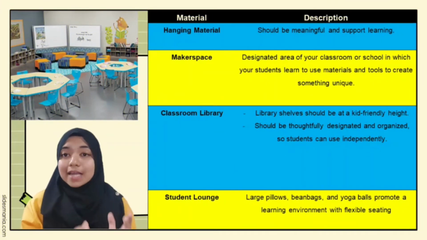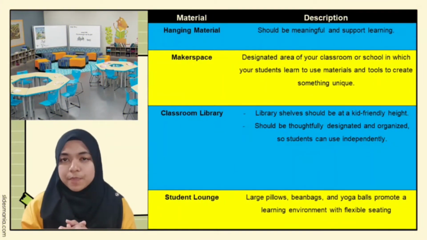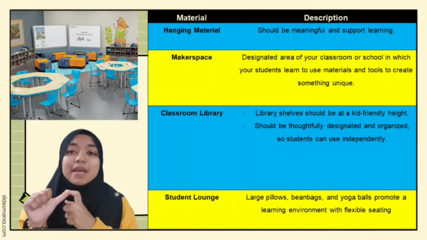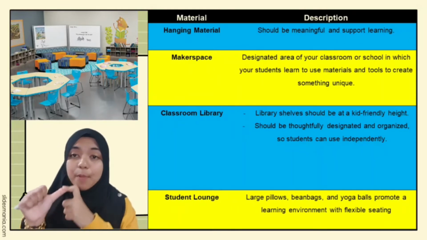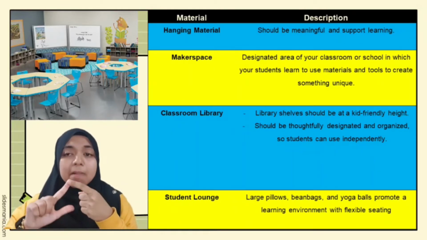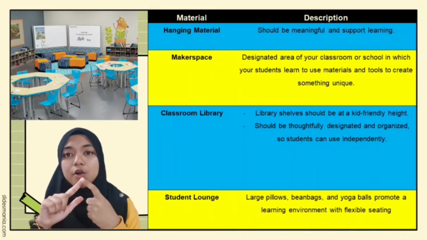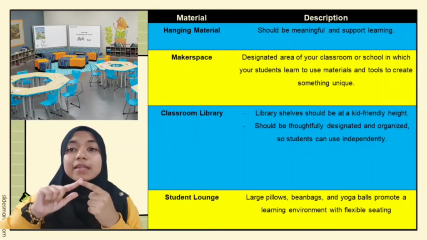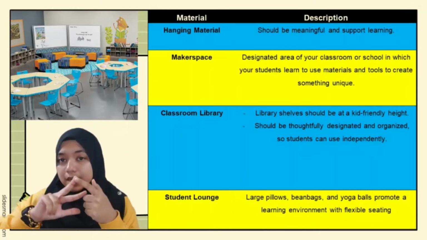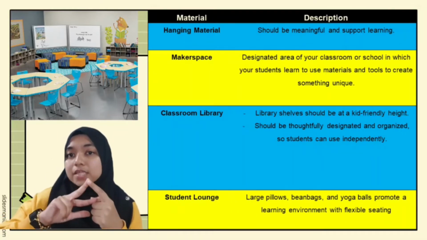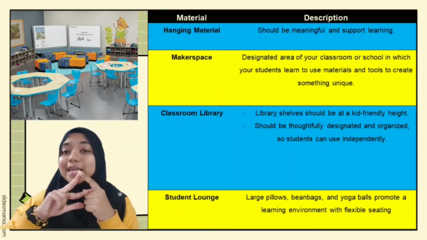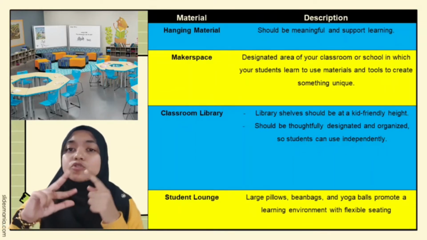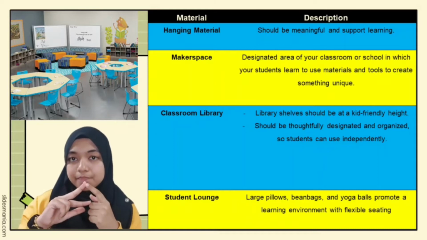Next, we will look at a guide to creating a 21st century classroom. There are several materials that can be placed in the classroom. First, hanging material, which should be meaningful and support learning in the classroom. Second, maker space, a designed area of your classroom or school in which your students learn to use materials and tools to create something unique. Third, the classroom library, which consists of library shelves and should be at a kid-friendly height. It is also thoughtfully designed and organized so students can use it independently.